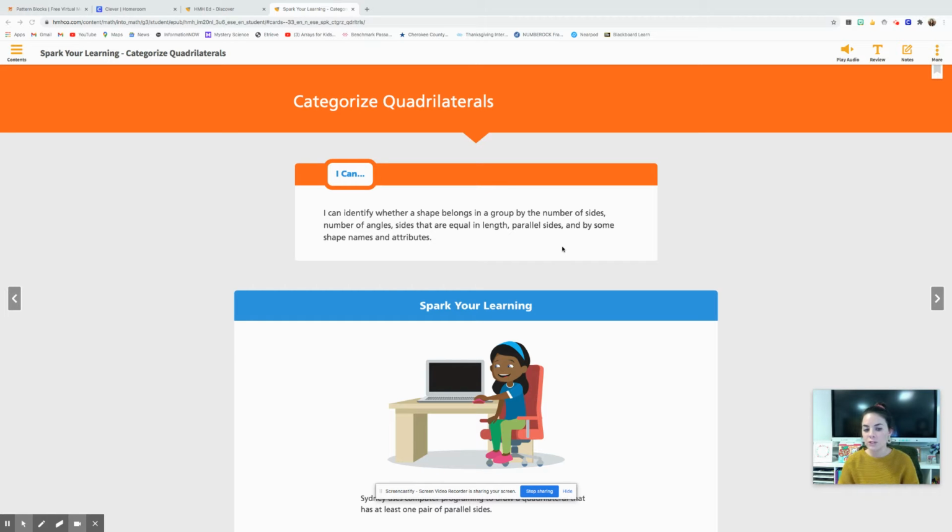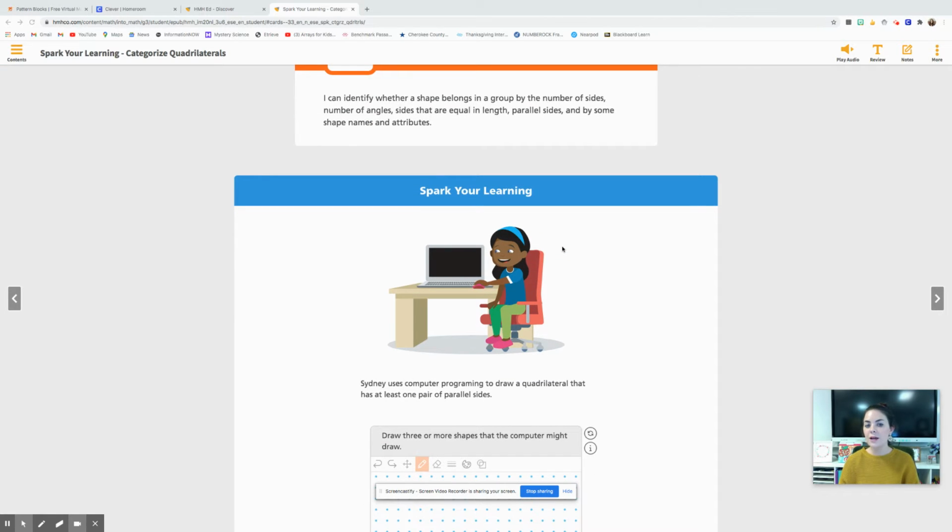So what we're doing here, our I can statement, is I can identify whether a shape belongs in a group by the number of sides, the number of angles, the sides that are equal lengths, parallel sides, and in some cases we're going to start identifying them based on their names, so like square, rectangle, octagon, and their attributes, different characteristics, maybe like their color or how big they look. So we're pretty much just sorting shapes today. That is our goal, okay?